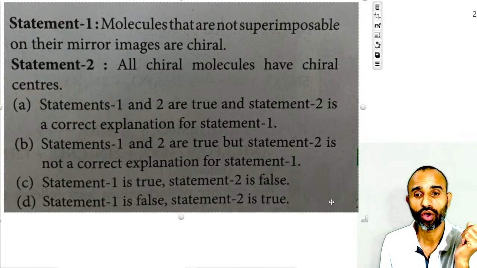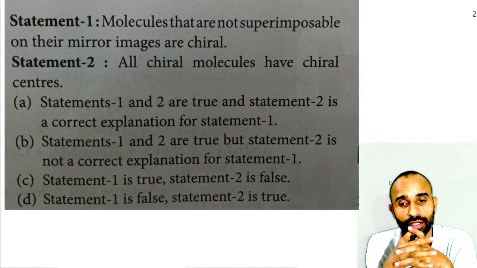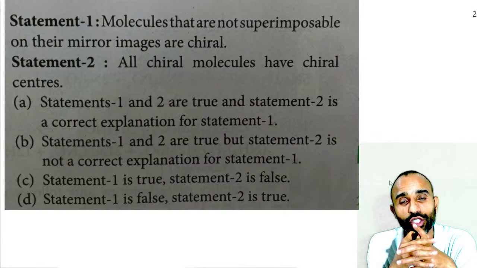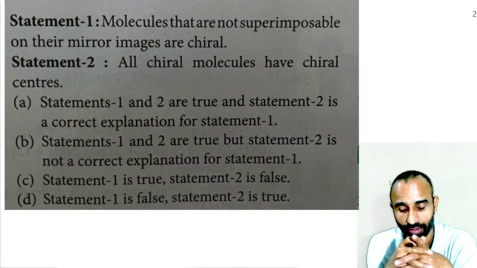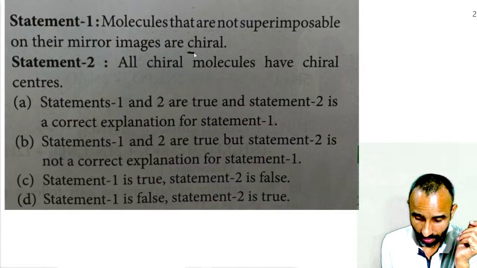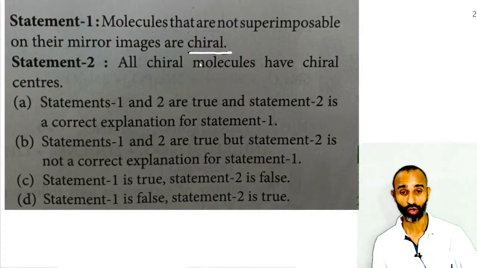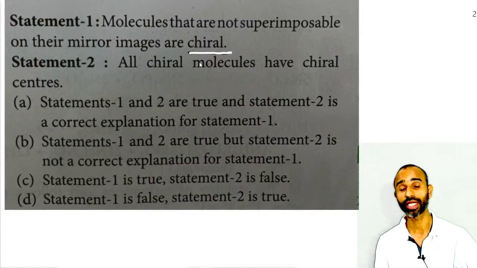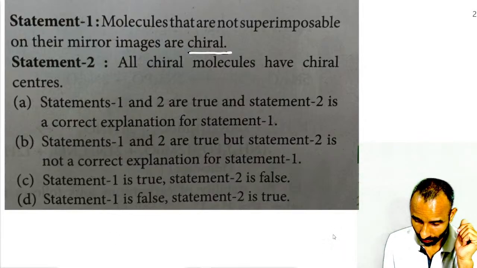Molecules that are not superimposable on their mirror images are chiral. They are enantiomers, and they are optically active. Chiral means optically active. So what is the criterion for optical activity? Chiral centers? No. It is not true that all chiral molecules have a chiral center, because there are a few exceptions like allene.